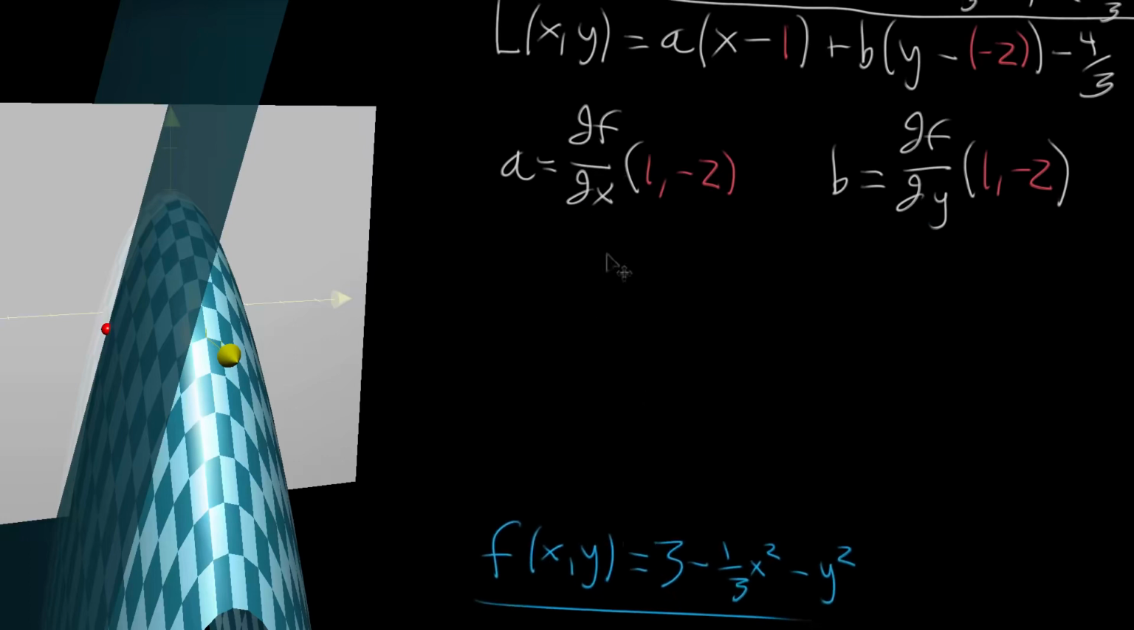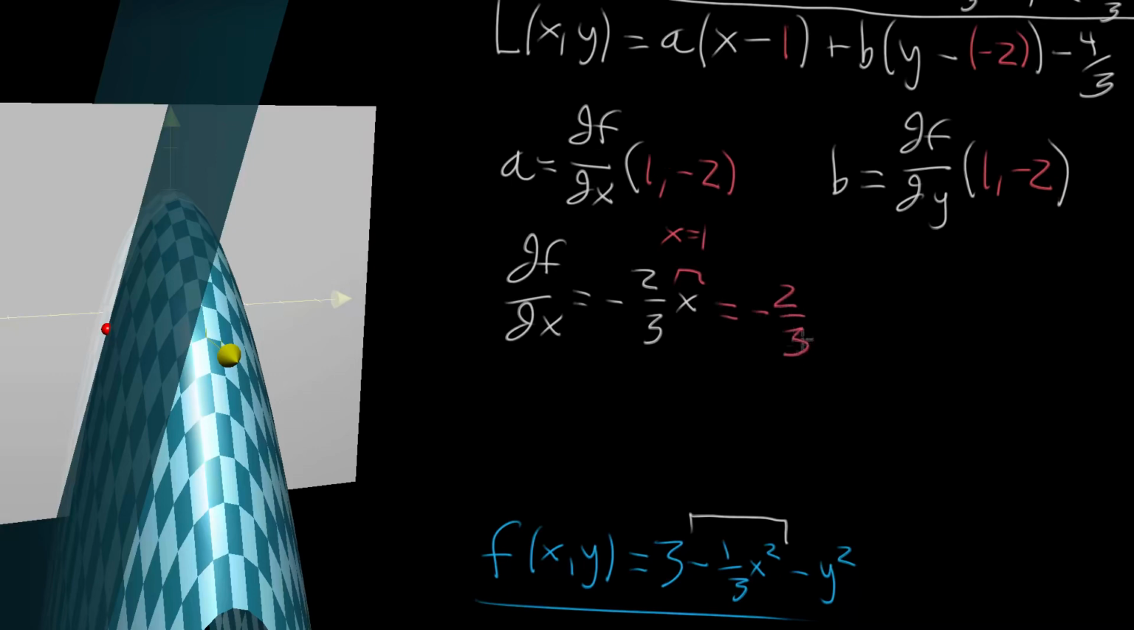So let's compute the partial derivative of f with respect to x. Looking down here, the only place where x shows up is in this -1/3 of x squared term. So the partial derivative of f with respect to x is just the derivative of this little guy, which is, bringing down the 2, -2/3 of x. When we plug in x equals 1, to evaluate at this point, that's just equal to -2/3. So that tells us that a is going to have to be -2/3.